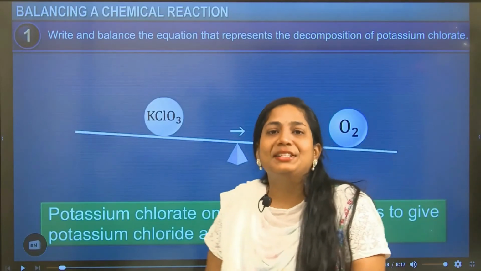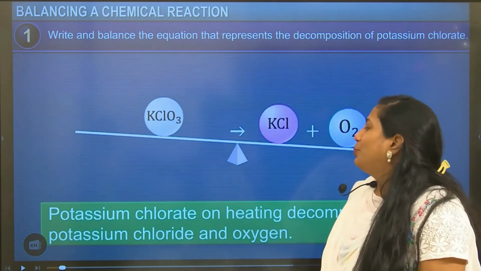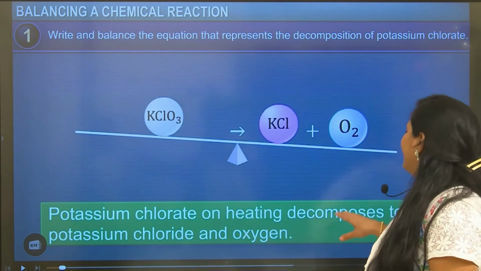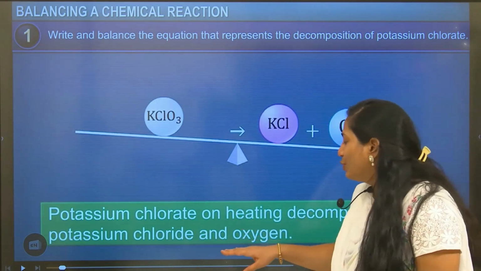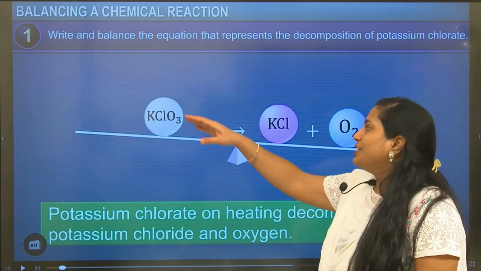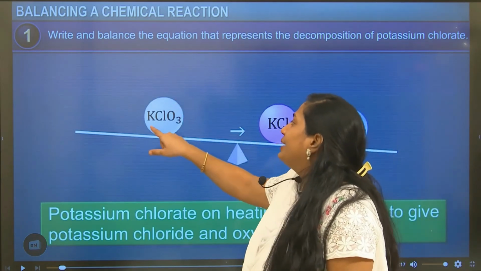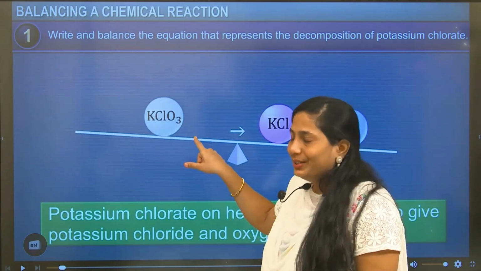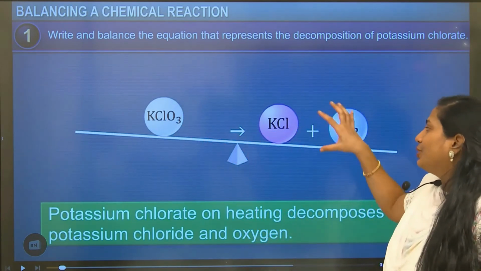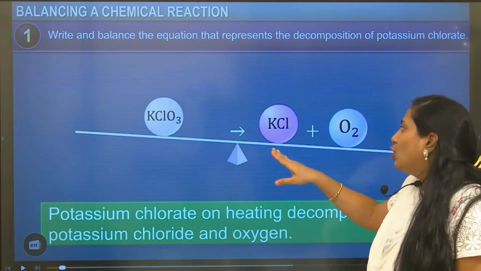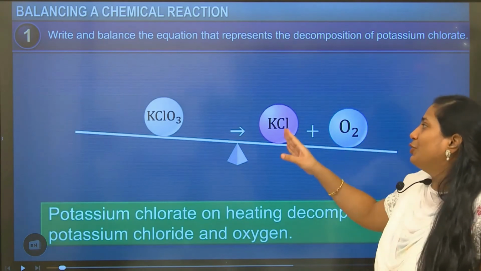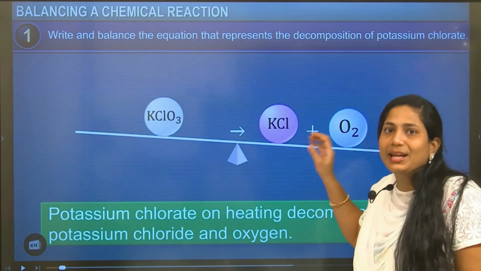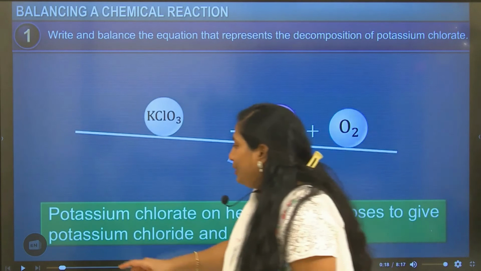Let us now consider one example. Potassium chlorate on heating decomposes to give potassium chloride and oxygen. So potassium chlorate, the formula of it is KClO3, leads to the products potassium chloride and oxygen. We all know potassium chloride is KCl and oxygen is O2.